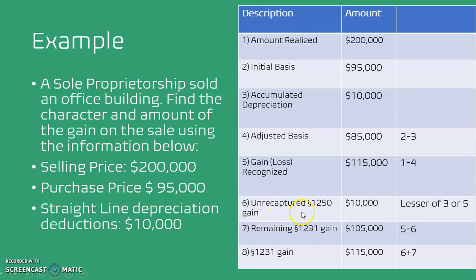So then we subtract the unrecaptured Section 1250 gain from the gain or loss recognized to get the remaining Section 1231 gain. Finally, we add together both recognized gains, the unrecaptured Section 1250 gain and the remaining Section 1231 gain, to get our total Section 1231 gain of $115,000.